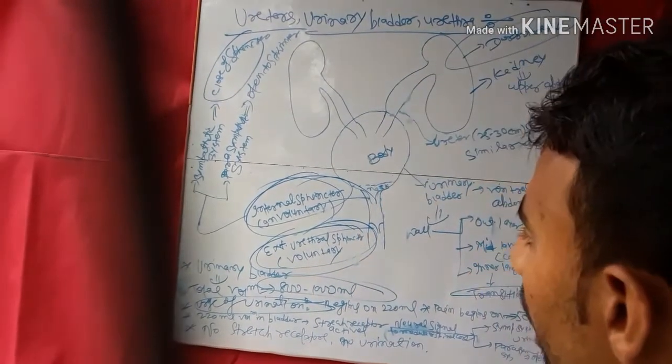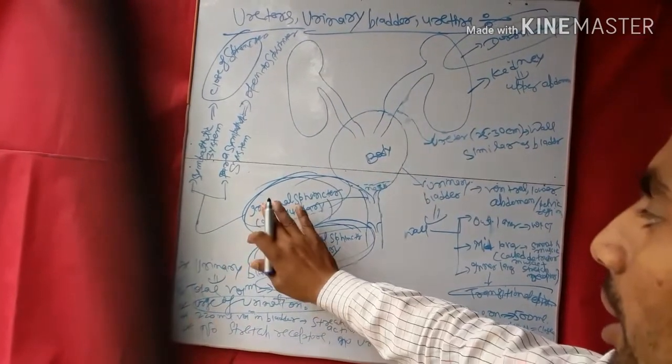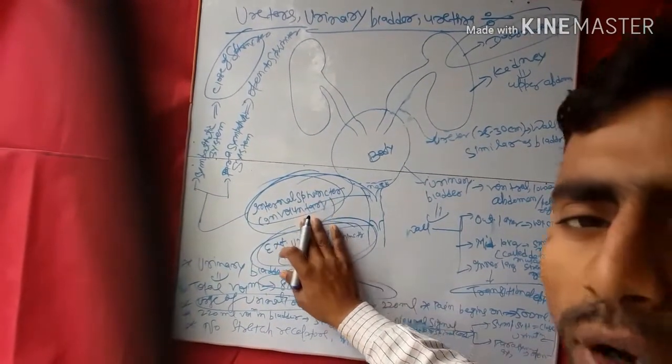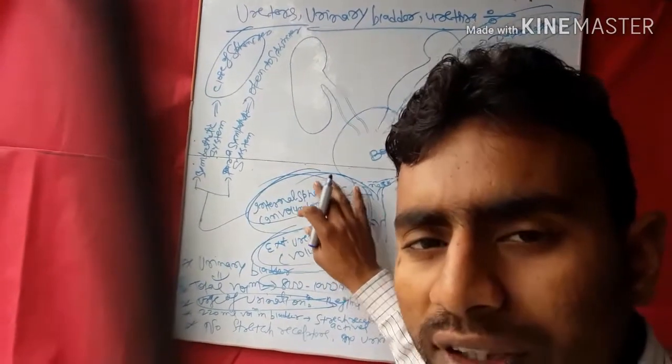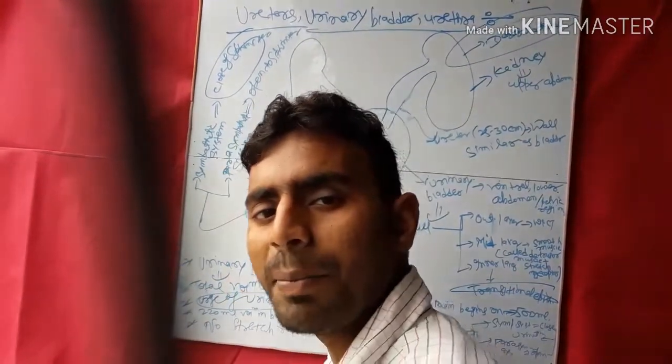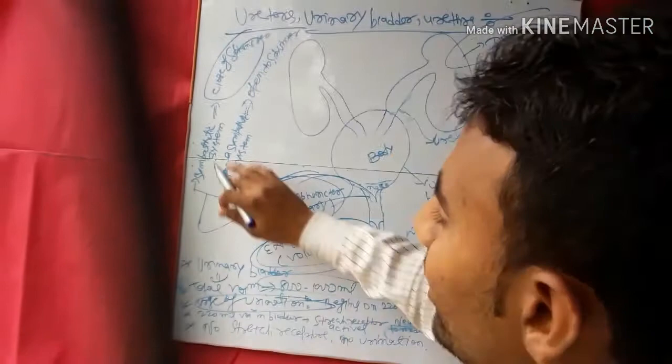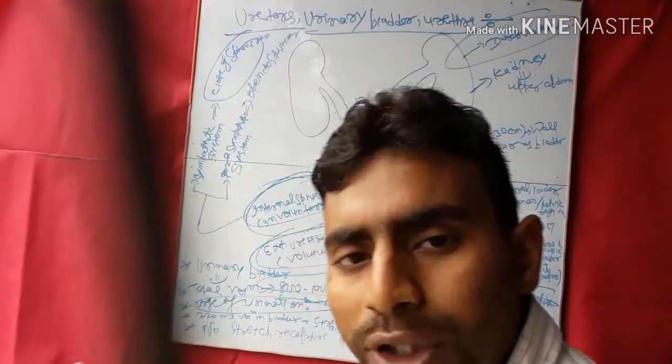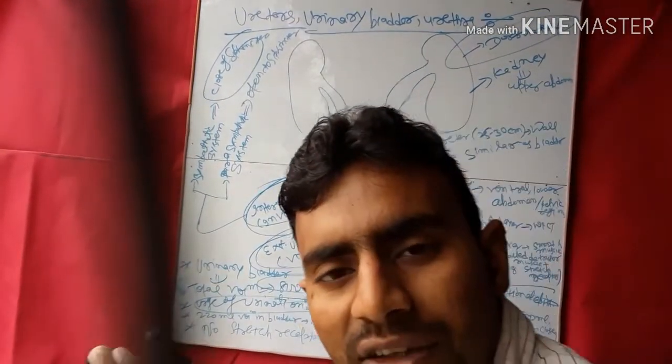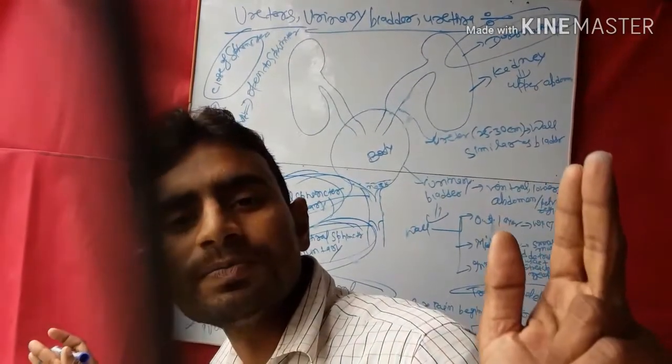The internal sphincter is involuntary and not in our control. It is controlled by the sympathetic system and parasympathetic system. The sympathetic system closes the sphincter, and the parasympathetic system opens the sphincter.